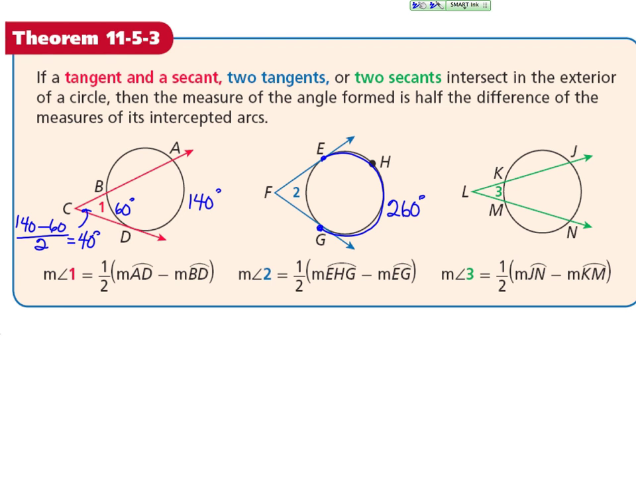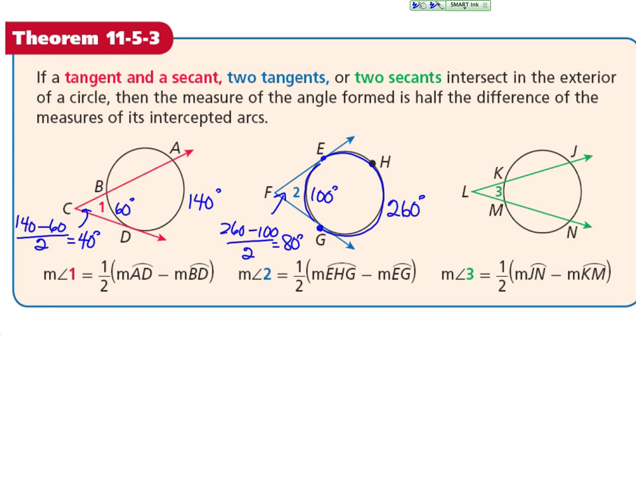What's the other arc? 100. How's she getting 100? All right, 360 minus 260, because since this is two tangents, there's only two arcs that the angle's making. So that and the one inside here have to add up to 360 total for the whole circle. So 260 minus 100, 160 divided by 2, 80 degrees for the angle.